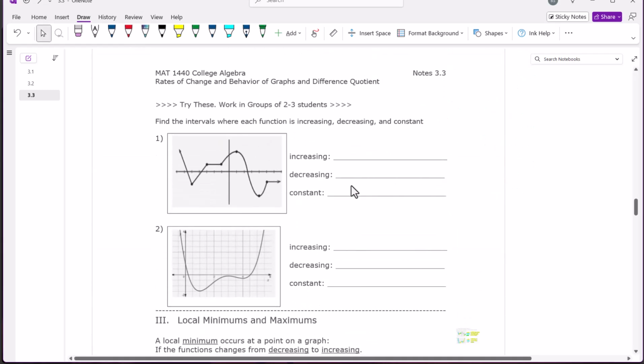Okay, I'll let you do these two problems. Go ahead and pause the video and see if you can do these okay.